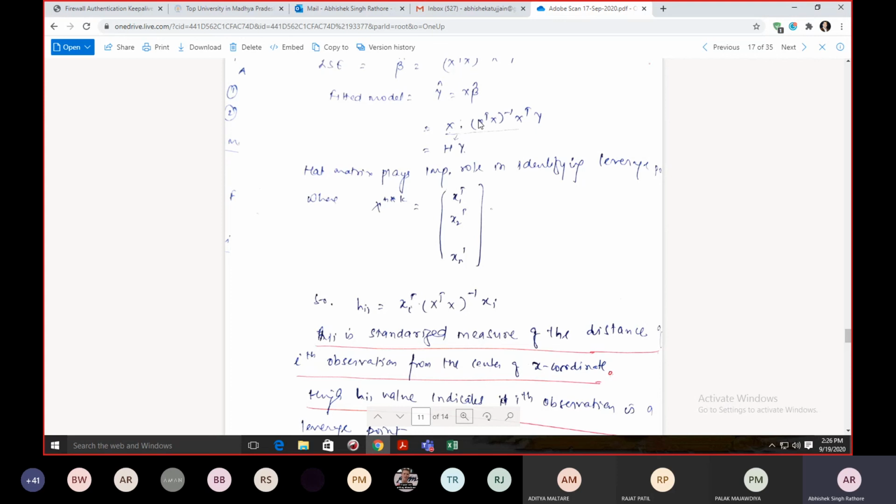So this is k cross n into n cross k. What will you get? k cross k and n cross... Yes, k cross k. Okay, fine. So this H matrix is your k cross k matrix.